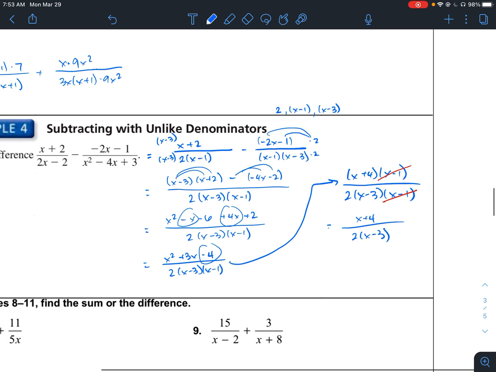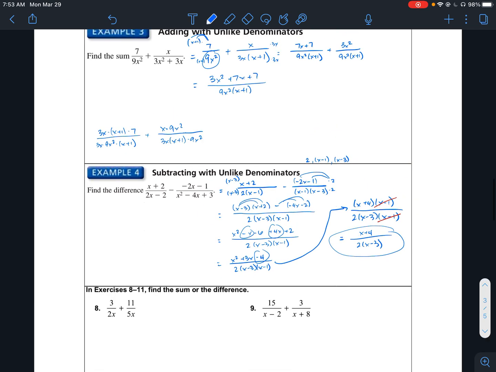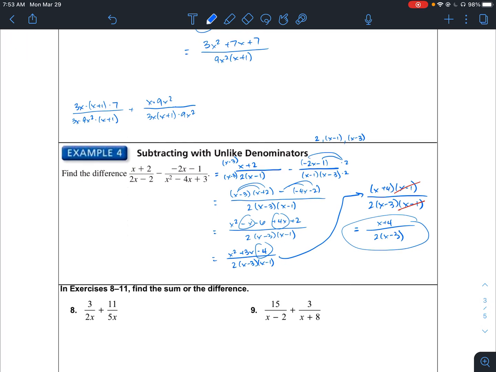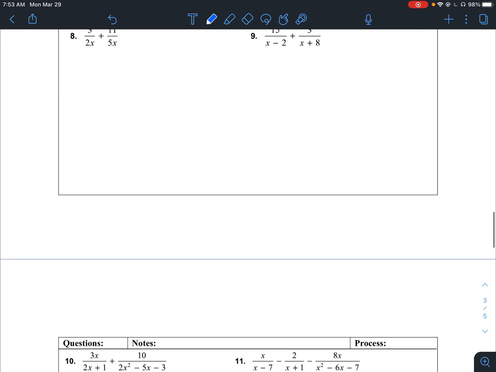All right, and that should do it for that one right there. So again, the method of the least common multiple is probably the best way to go about doing this. All right, now here are some examples for you that you can go over.